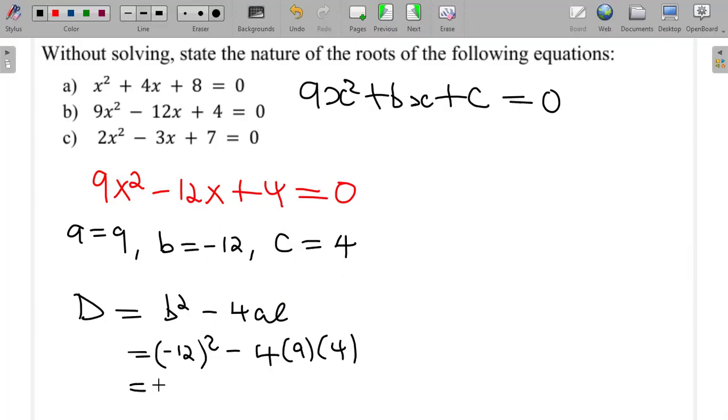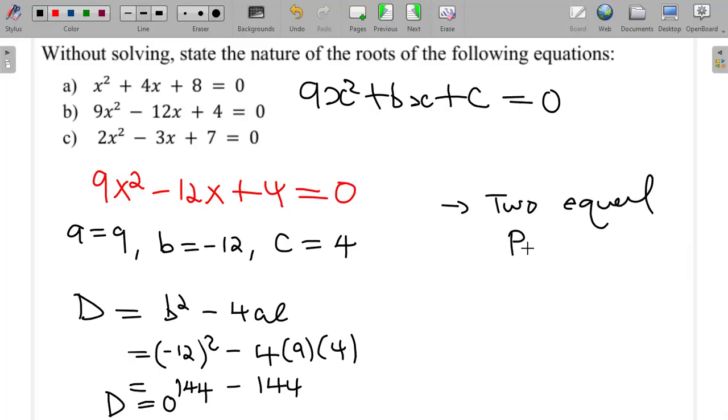Okay, so minus 12 squared gives me 144, minus 4 multiplied by 9. 4 multiplied by 9 gives me 36. Then 36 multiplied by 4 will also give me 144. So my discriminant here is what? 0. Okay, so my discriminant is equal to 0. Therefore, the quadratic equation has two equal roots, or you can simply say it has one repeated root. Okay, so that's the nature of the roots.